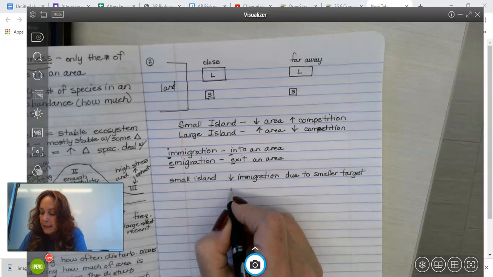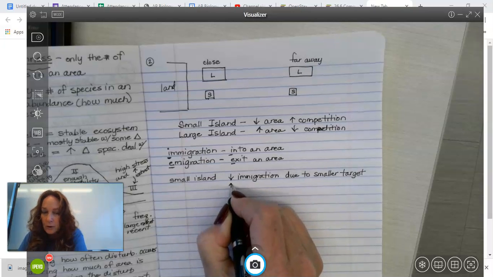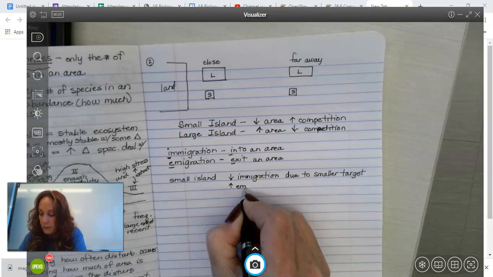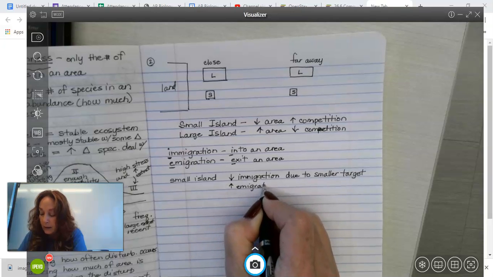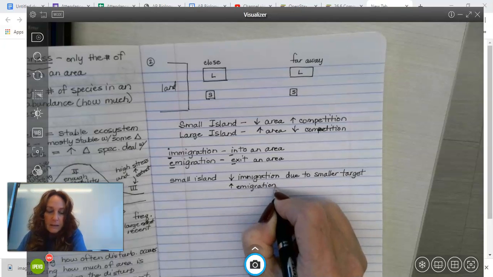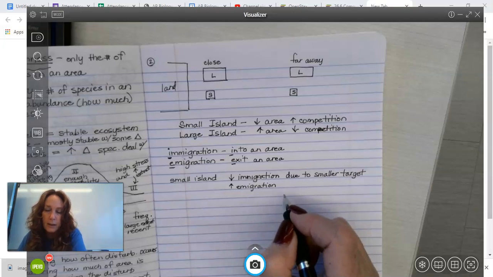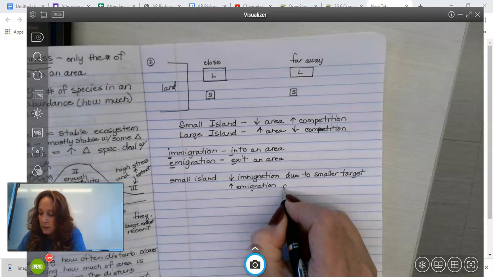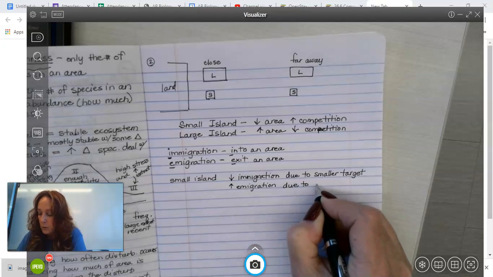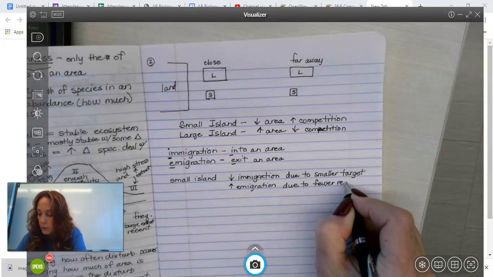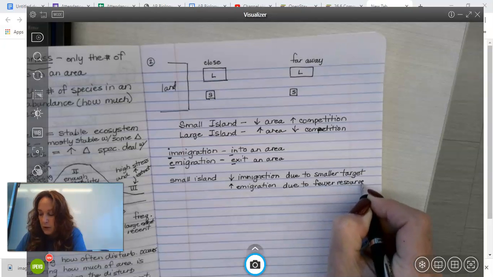You're going to tend to have higher emigration, so things leaving, because of the amount of competition and the smaller amount of resources. So this would be due to fewer resources because there's just less space.